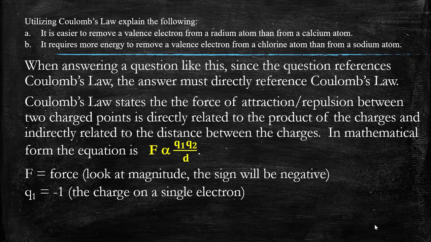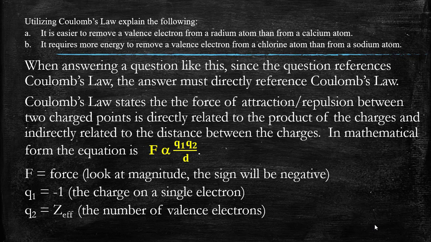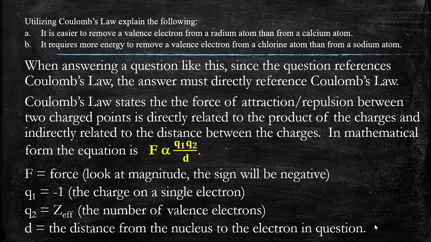In dealing with simple atoms, Q1 is always -1, the charge in a single electron. Q2 will be the effective nuclear charge, which for all intents and purposes is the number of valence electrons. And D is the distance from the nucleus to the electron in question.